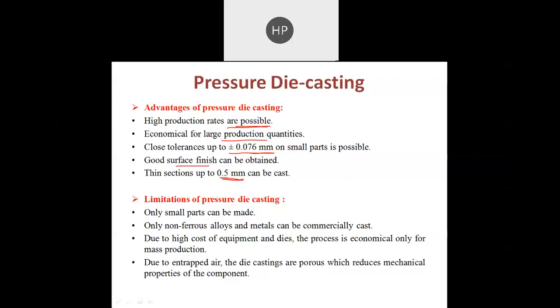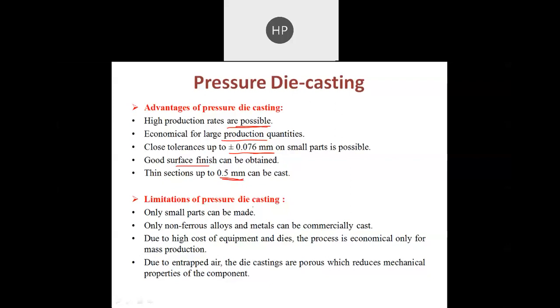Then thin sections up to 0.5 mm can be easily cast, and this is also one good advantage, because in sand casting and similar methods, casting such a thin part is very difficult or almost impossible. Okay, so such a thin part can be easily produced by pressure die casting, either hot chamber or cold chamber. By both ways, we can make thin sections of very small size.